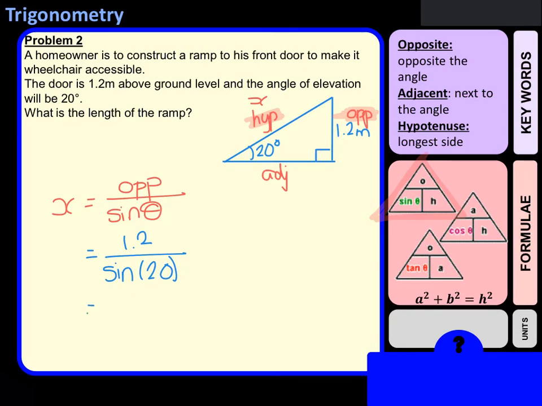So the full length of the ramp is 3.51 metres, correct to 3 significant figures. And of course in centimetres we'd have to times that by 100, which would be 351 centimetres if it asks for it in those units.